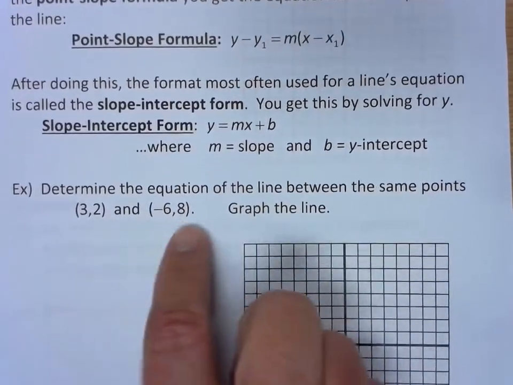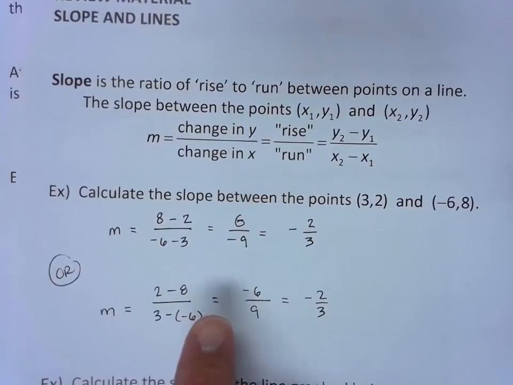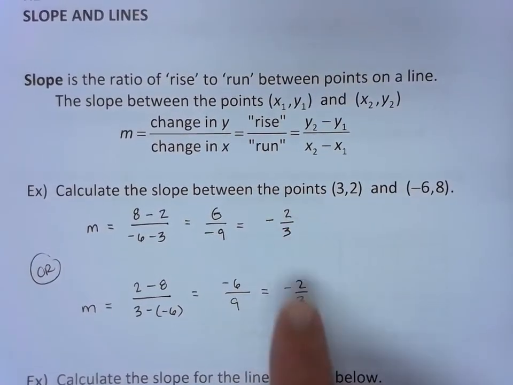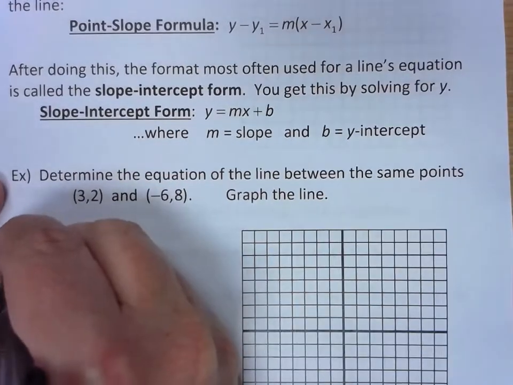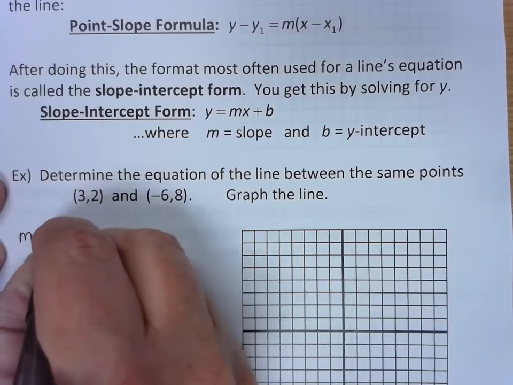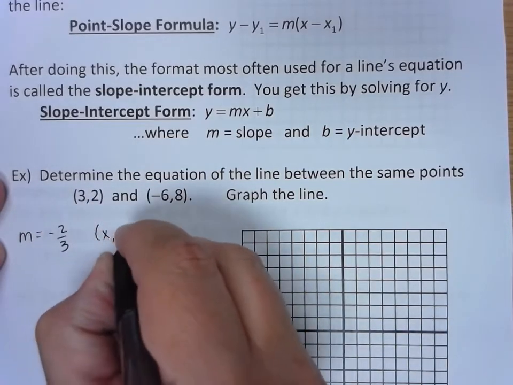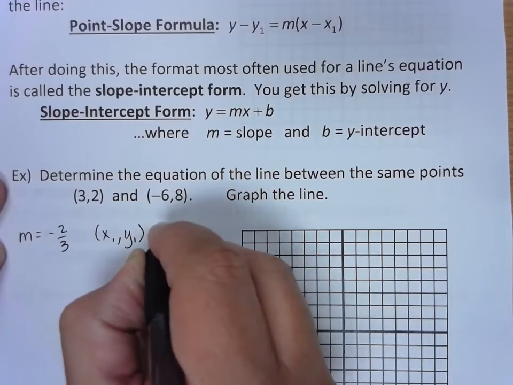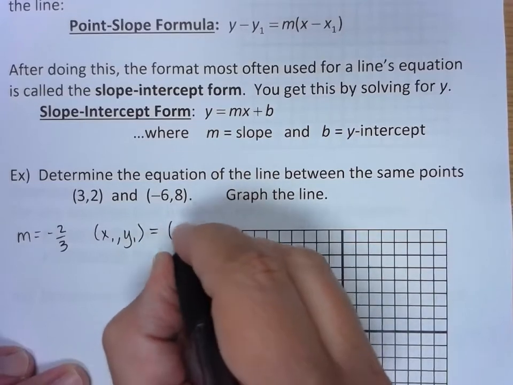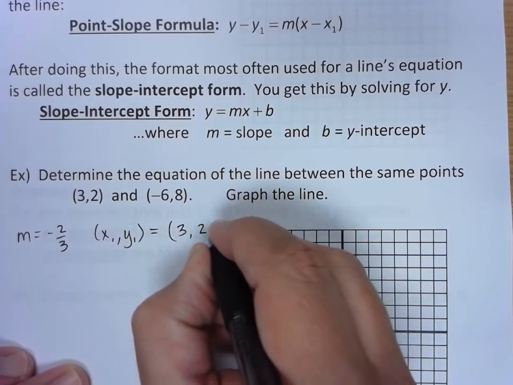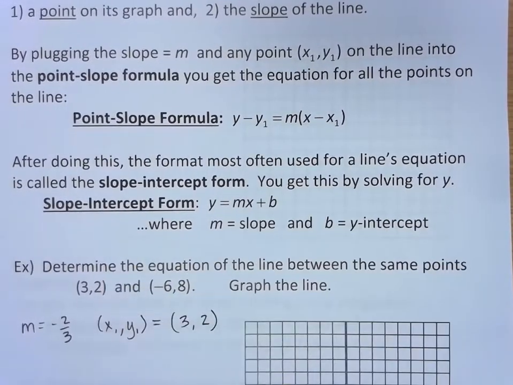So since this is the same pair of points from our previous example on the first page, we've already calculated the slope to be negative 2/3. So we already know m is negative 2/3. And then for the point that we need, the x1, y1, does not matter which point you choose. Both of these are points on the line, so either one of them will work as the x1, y1 point you need in the point-slope formula.